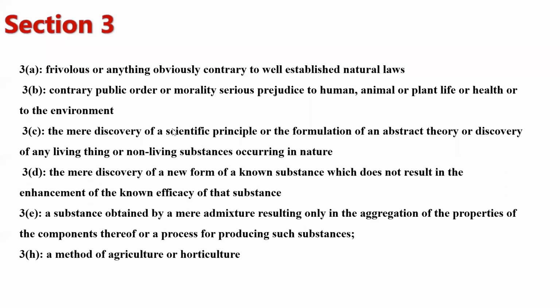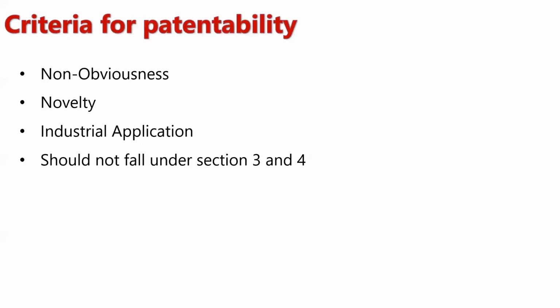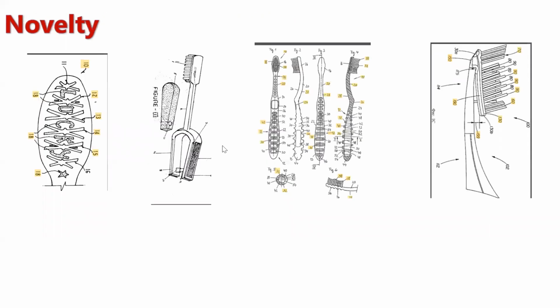So what is non-obviousness and what is novelty? For example, if I say toothbrush, I will say as an inventor that I invented the toothbrush. But by saying toothbrush, it doesn't mean that it's patentable. You see the example here, I am showing some drawings, all are related to the toothbrush, but in each drawing some unique feature is added. So this shows the novelty of this product. Because of this special design, it has novelty. So it is patentable.